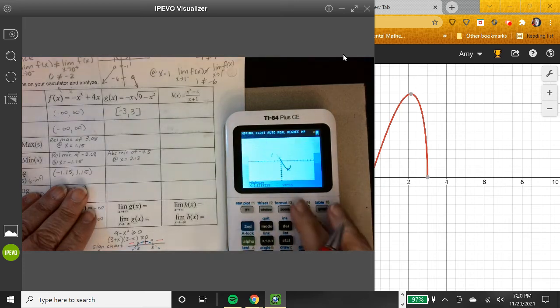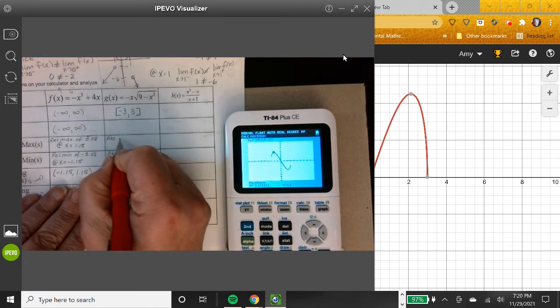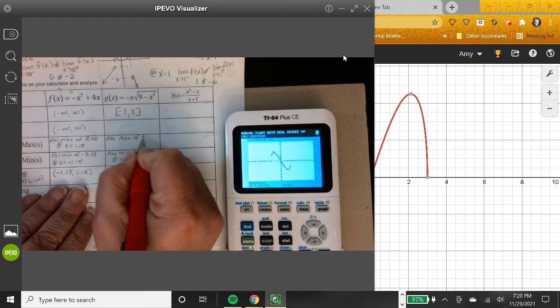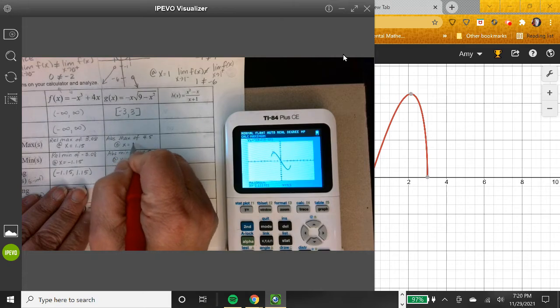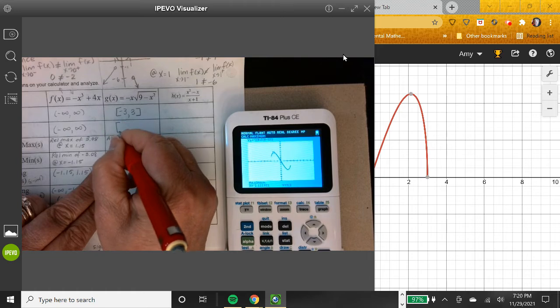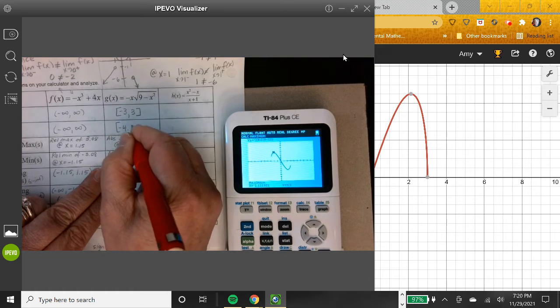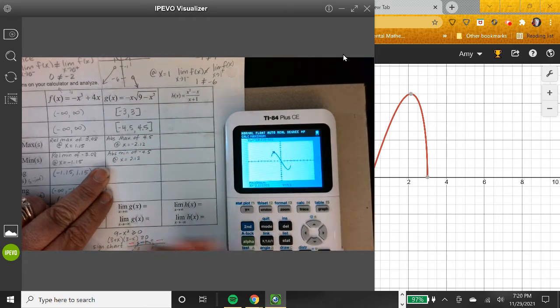And then let's find the max. We're going to go to the max, and then we're going to go to the left side of the max, and then to the right side of the max, and press enter, and we get 4.5. So we have an absolute max of 4.5 at x equals negative 2.12. So my range is going to be negative 4.5 to 4.5, inclusive, because those are the extrema.